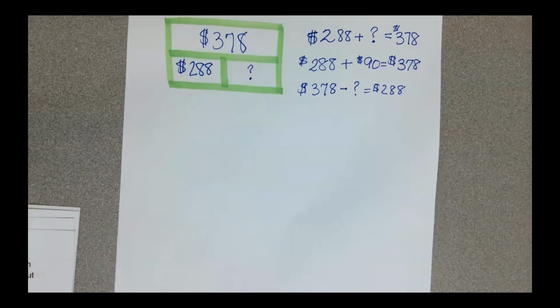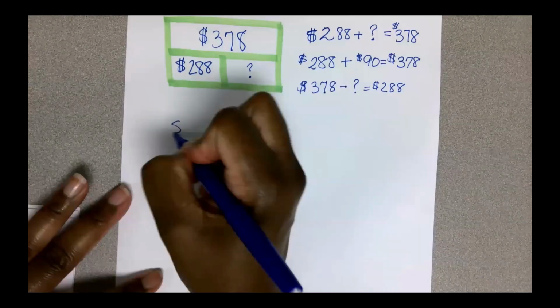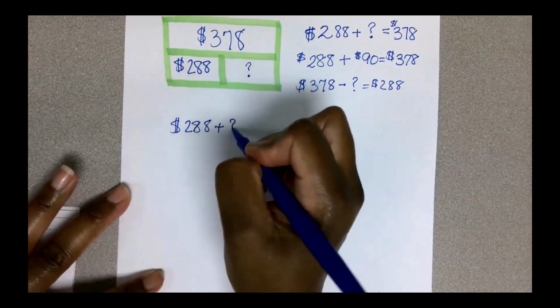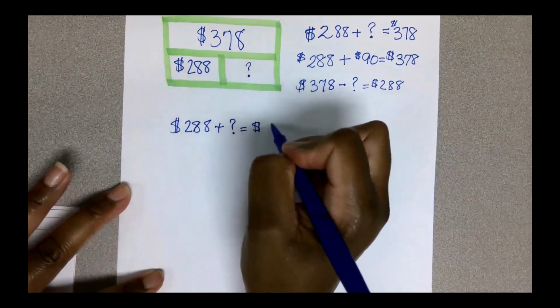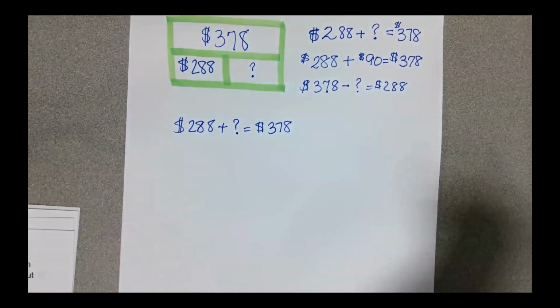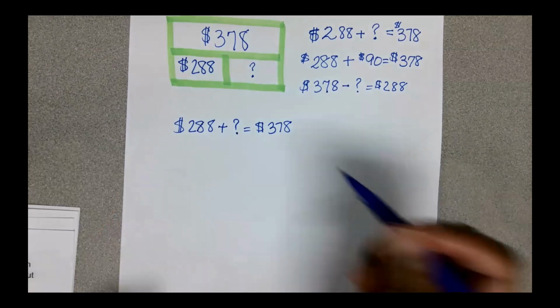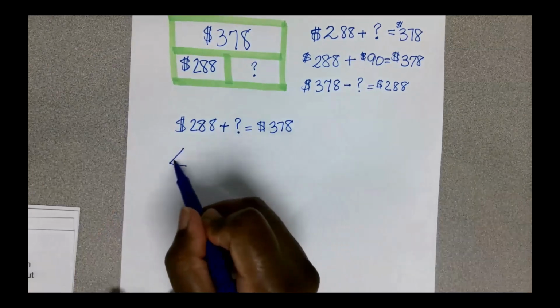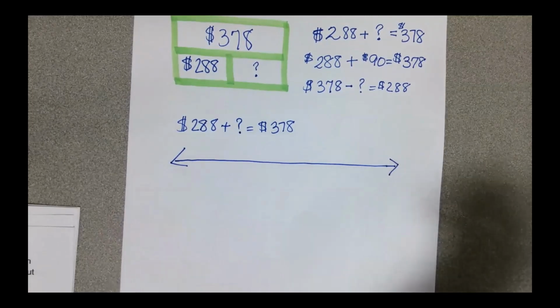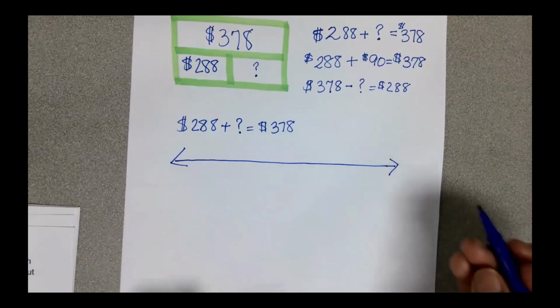For example, using the think addition example, 288 plus my unknown equals 378. I would begin using an open number line, which means that I don't have any numbers on it. I would begin by writing 288 on the left end of my open number line.